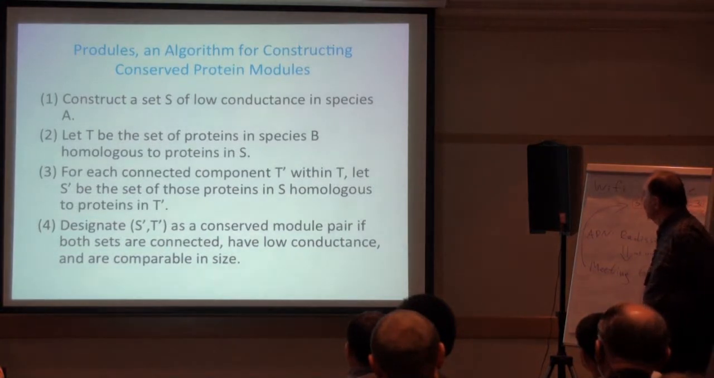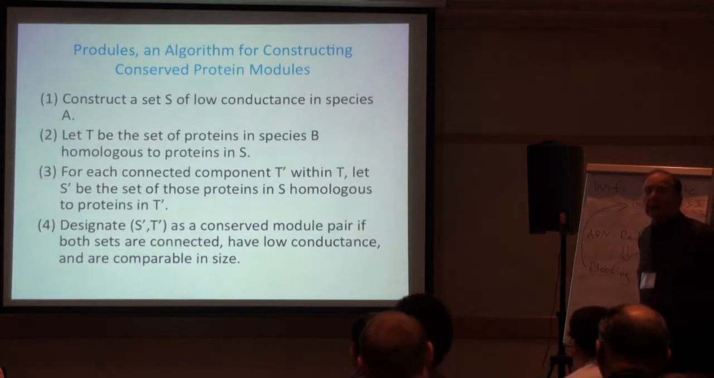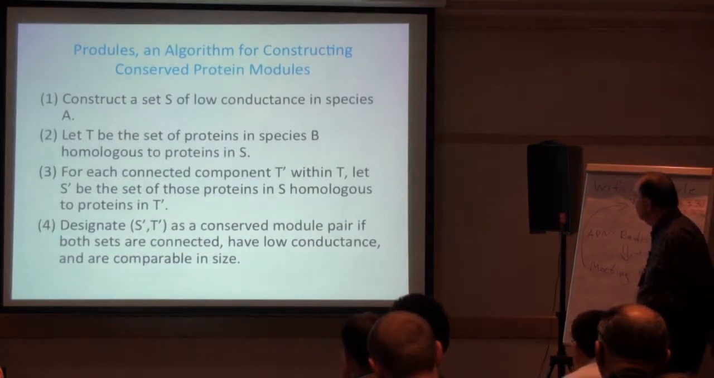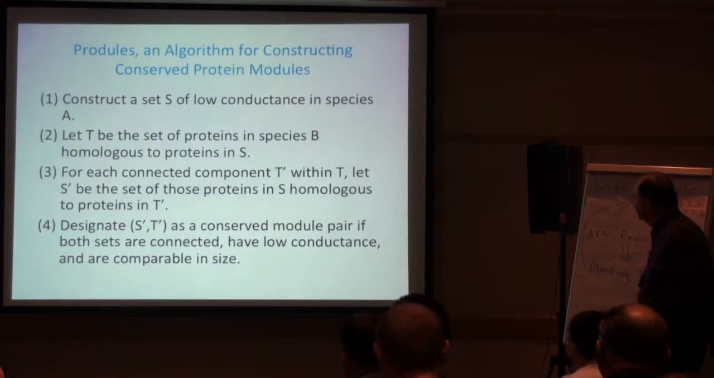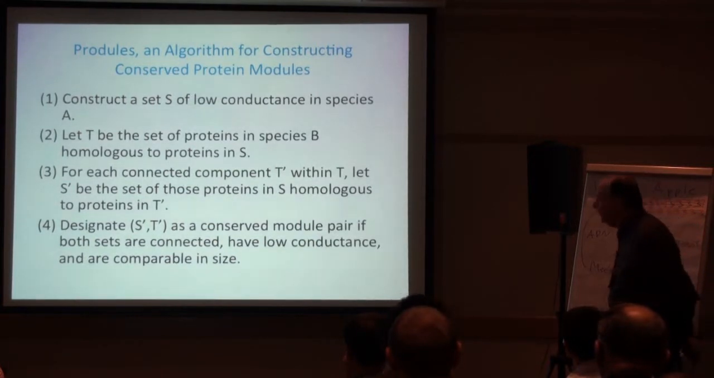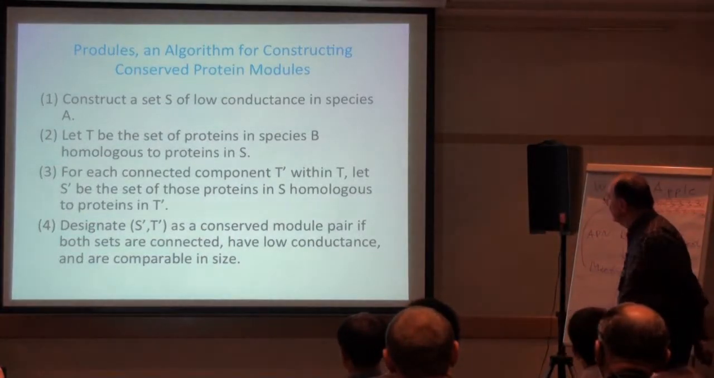Then we take the connected components of the graph induced by those homologs of the proteins in our set S, and we look at the individual components of that subgraph in the second species, and we test each of those components to see if it has low conductance and is comparable in size to the original set. If so, then we will have found a conserved pair of protein modules.